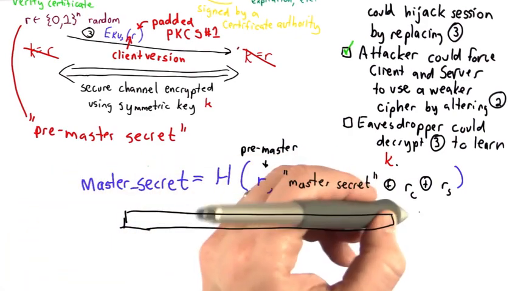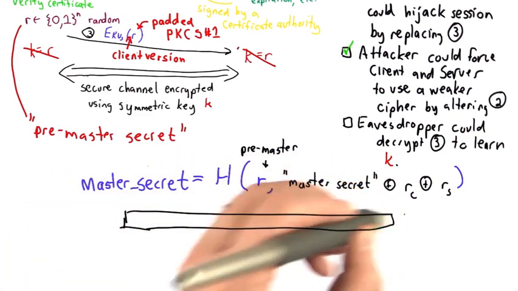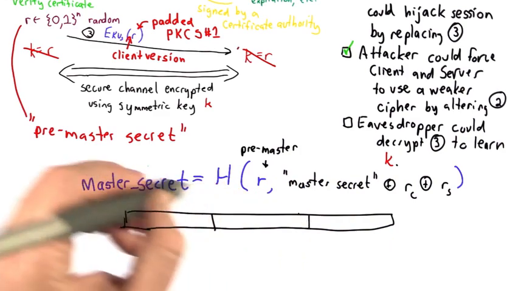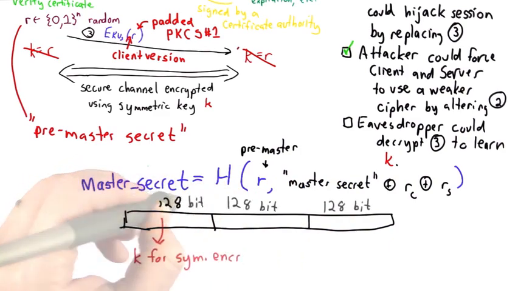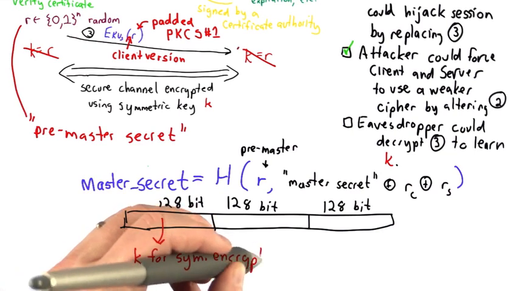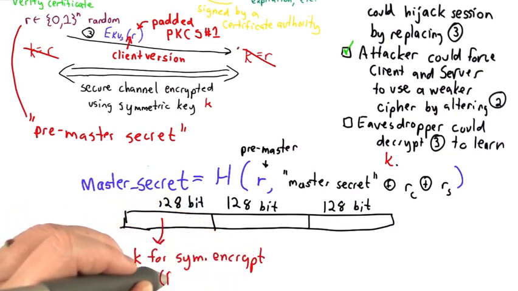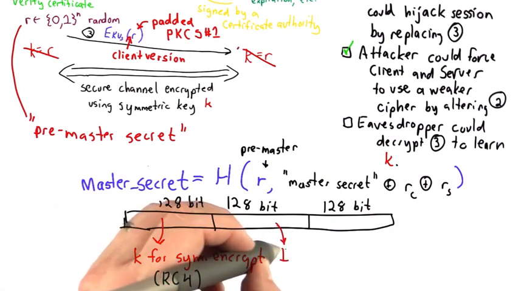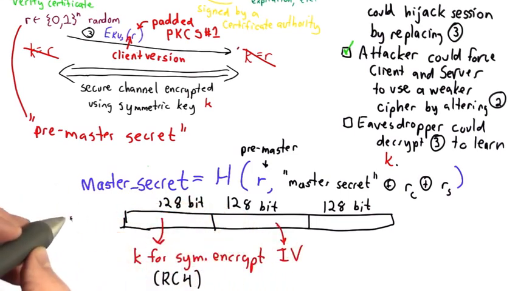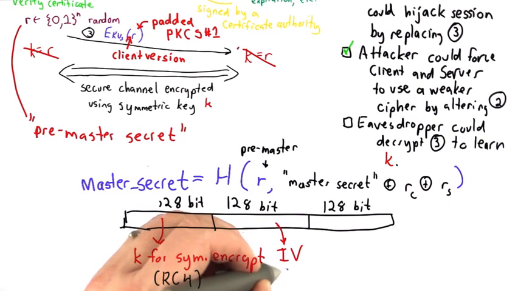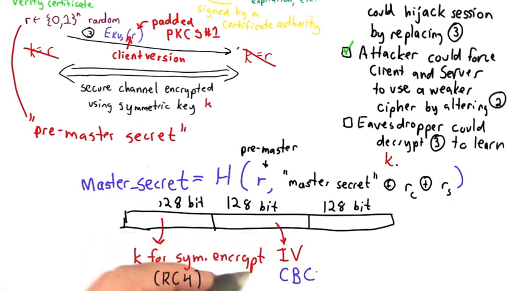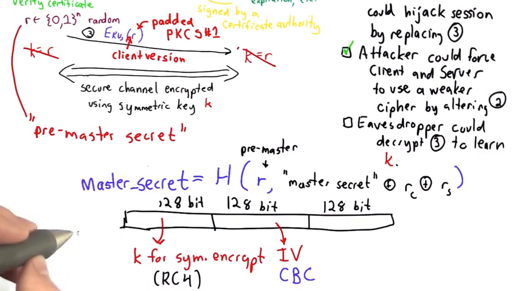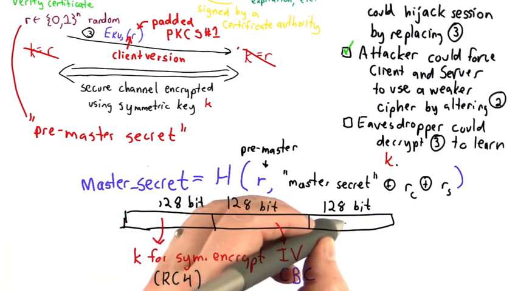What it produces is 384 bits, which gets divided into three 128-bit keys. One of these will be used as the key for symmetric encryption, using an algorithm like RC4 typically. One of these will become the IV, the initialization vector that we need for CBC, cipher block chaining mode. We'll talk later about how the protocol uses that. And the other one is a key that's used for a keyed hash.